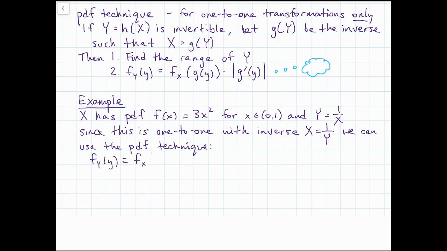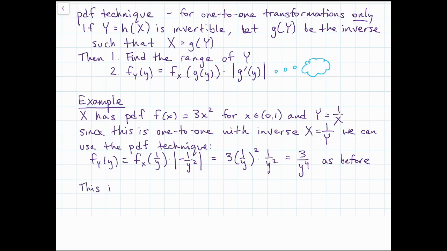We'll get little f of y is little f of x evaluated at the inverse, so in other words, evaluated at 1 over y, and then multiplied by the derivative of 1 over y. Well, the derivative of 1 over y is negative 1 over y squared. So we're going to take the absolute value of that, and that'll get us 3 evaluated at 1 over y squared times 1 over y squared, which is 3 over y to the 4th, which, if you double check, is exactly the same as what we had before.